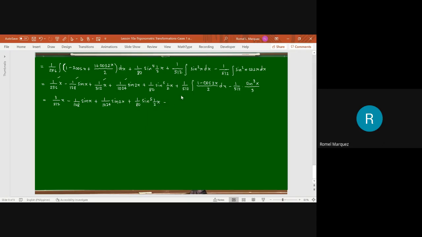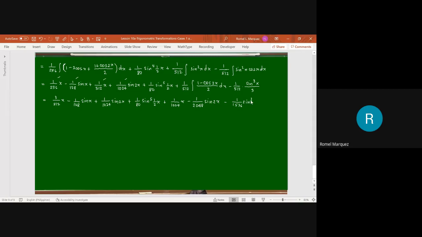Then finally, ito na yung last na, 1 over 1024 x minus, anong integral ng cosine? Maglalagay ng 2, balance by 1/2. So 1024, 2048. Am I correct, guys? Sine 2x. Am I correct, guys? Minus 1 over, what is 512 times 3? Let me multiply 5 times 3. 3 times 512. 1536. Ito madaling chikan eh.